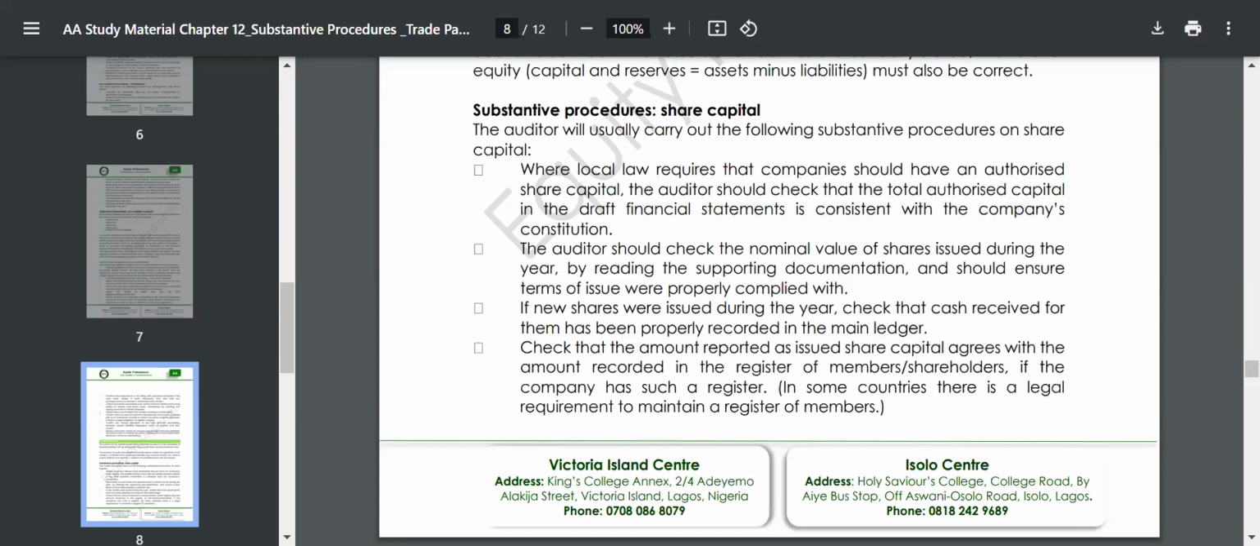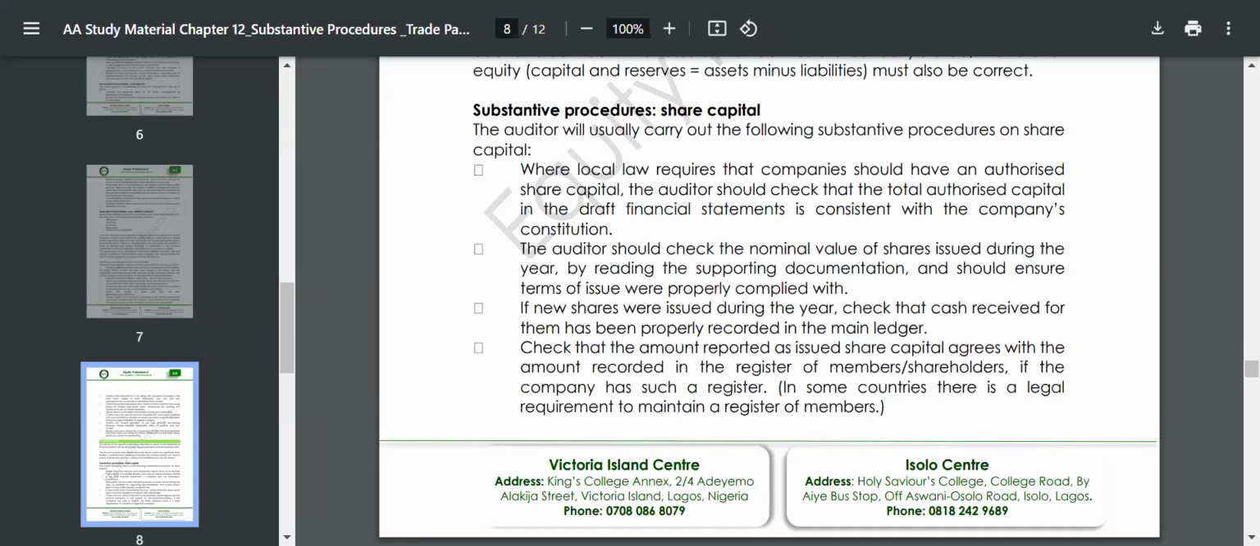So what the auditor is doing here is to ascertain first what the authorized share capital is, at what value, and what the cash commensuration is for this check. So if you have new shares you are issuing every year, the auditor also wants to match it to the cash you have for those shares.